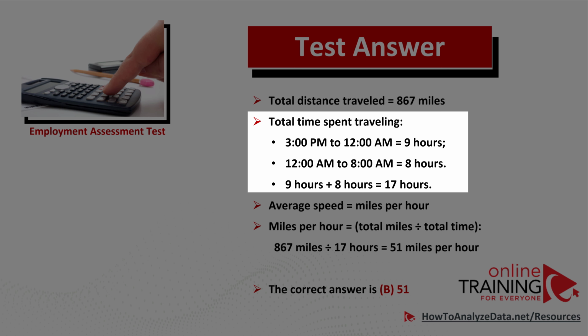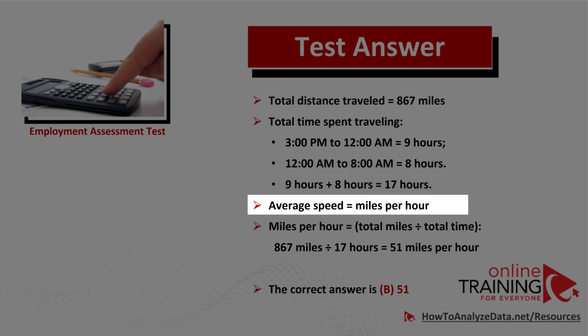The best way to calculate it is to calculate separately the time traveled between 3 p.m. and 12 a.m., which is 9 hours, as well as from 12 a.m. to 8 a.m. the next day, which is 8 hours. So the total time George spent traveling is 9 hours plus 8 hours, which is 17 hours.